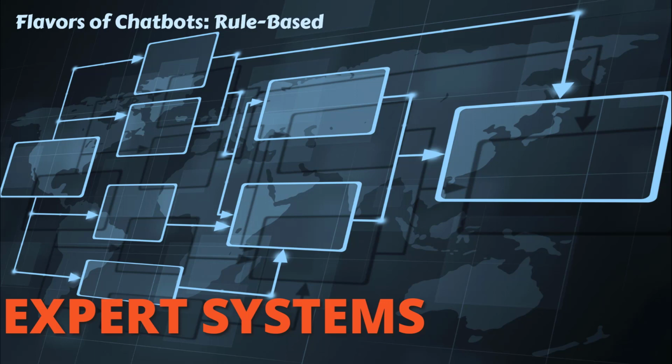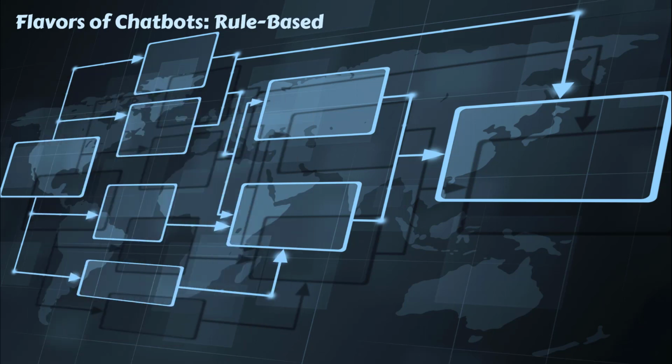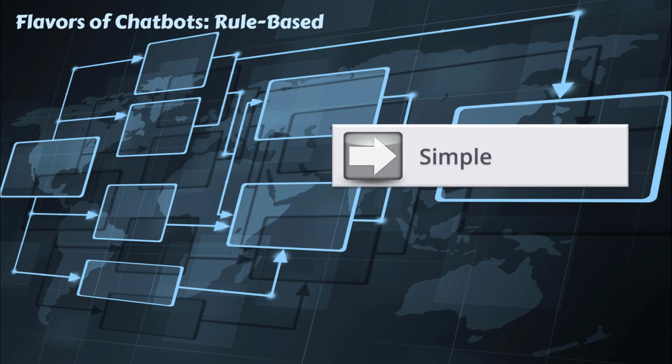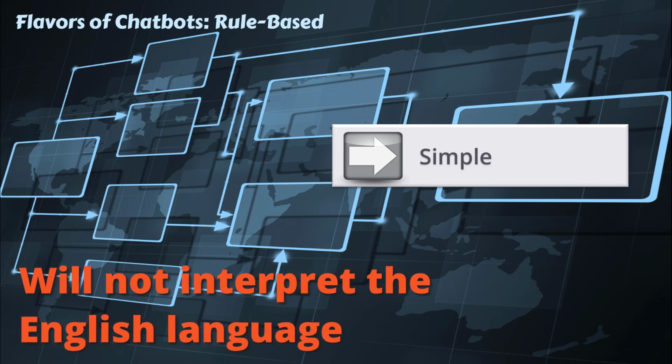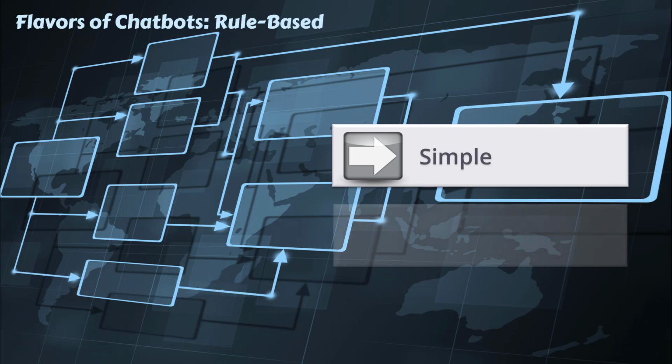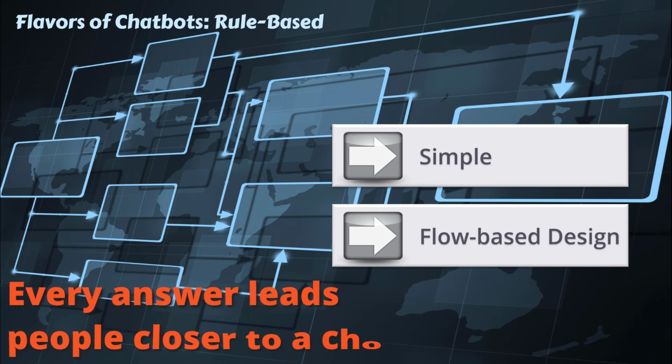They really came of age when we started talking about chatbots, as opposed to systems that were very much mainframe oriented. A rules-based chatbot is basically a lot simpler than an AI bot, in that you cannot do nearly as much with them. It will not interpret the English language, or any other language for that matter, very well. As long as it is designed based upon a flow where every answer leads people closer to the choice that they need to make, it's probably going to work well.